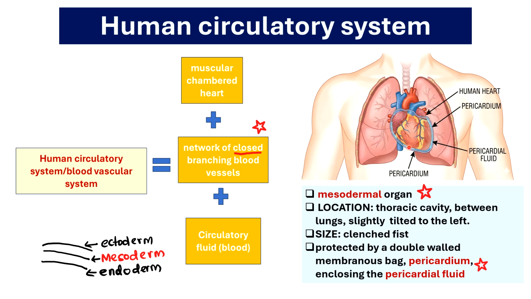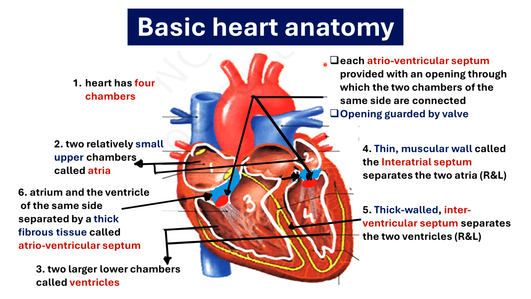Now pay attention to the blue area surrounding the heart. It is called the pericardium, which is a double-walled membranous bag. It encloses a fluid called the pericardial fluid. Now, what is the function of this pericardium and pericardial fluid? The pericardium, which surrounds the heart, protects it from friction, and the pericardial fluid helps in lubricating the heart so that during beating, no friction is produced. Okay, clear about this? This is the structure of the human heart.